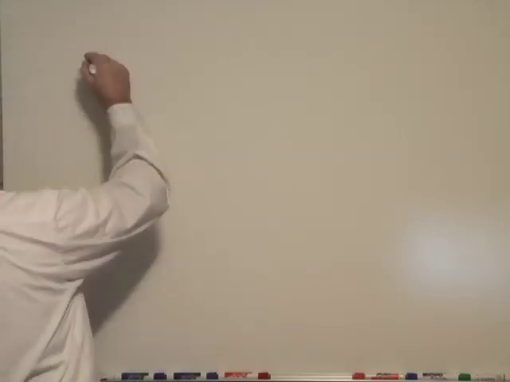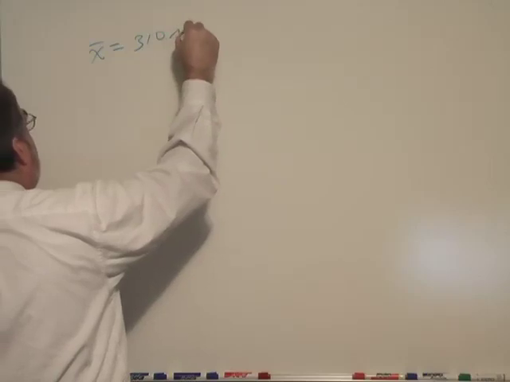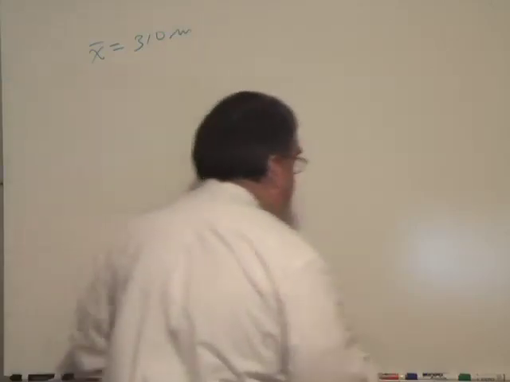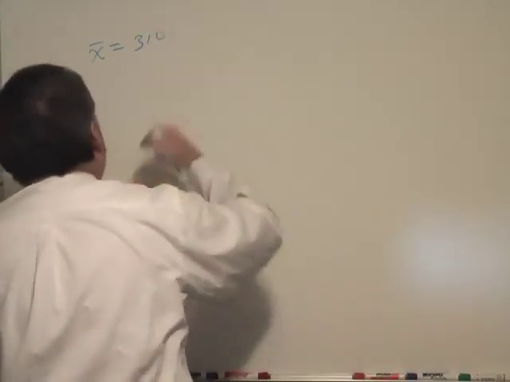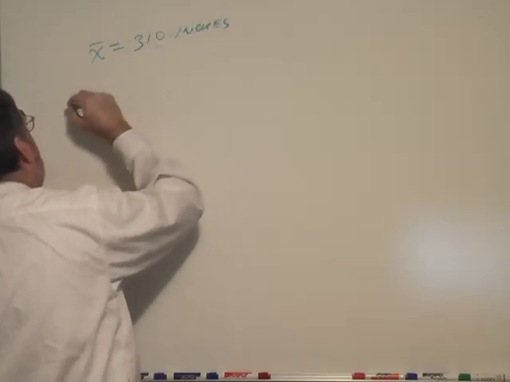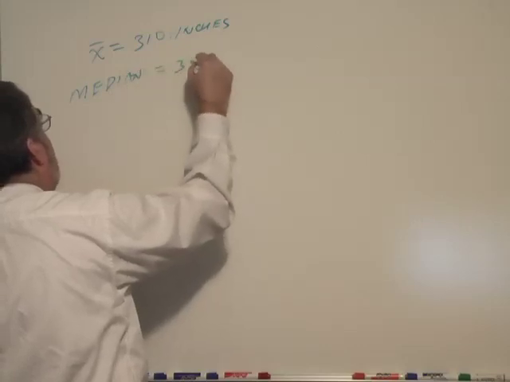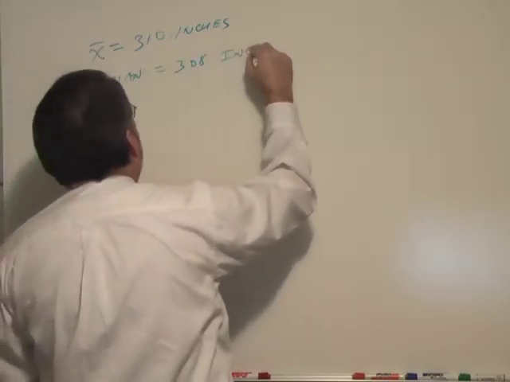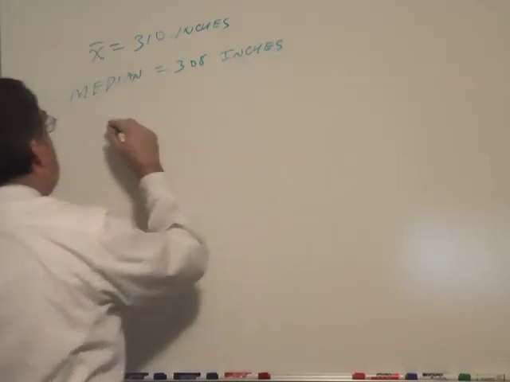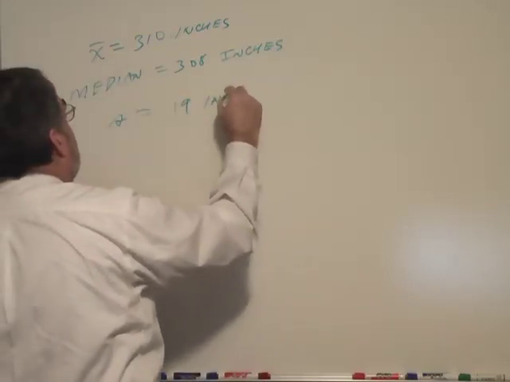All right, so the mean was 310 inches, and median was 308 inches, and the standard deviation was 19 inches.